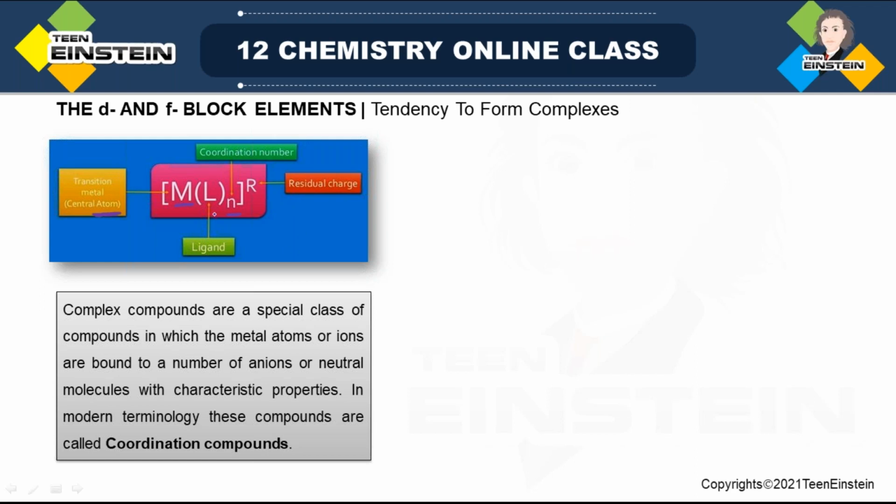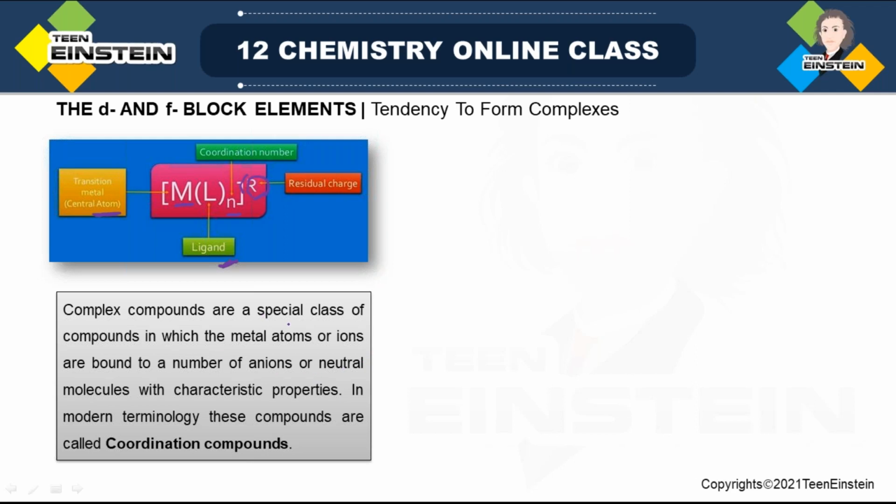And L is obviously the ligand. If the ligand is neutral, then the residual charge present outside the coordination sphere is also the charge of the metal. But suppose the ligand is ionic in nature, some of the positive charge of the metal will be reduced, and the excess negative or positive charge, depending on the complex, will be mentioned outside the coordination sphere.